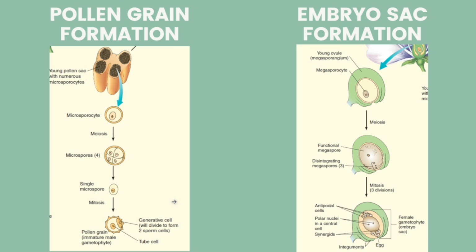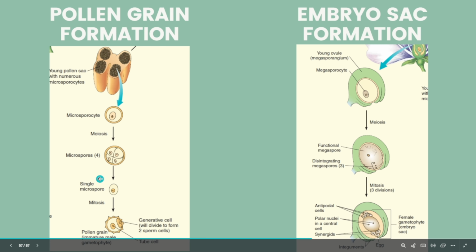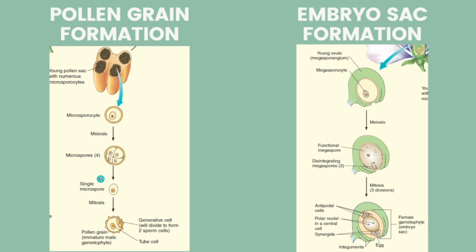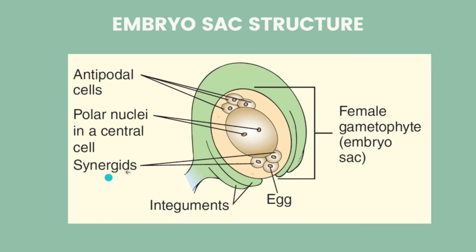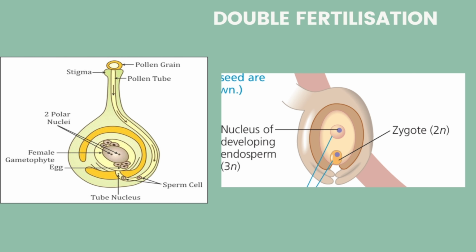So this is the structure of the flower, showing how the pollen grain and embryo sac are formed. This is the embryo sac structure, shown larger. After that, we go through the fertilization process. In flowering plants, we call it double fertilization.